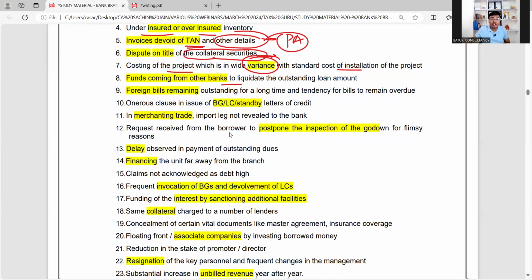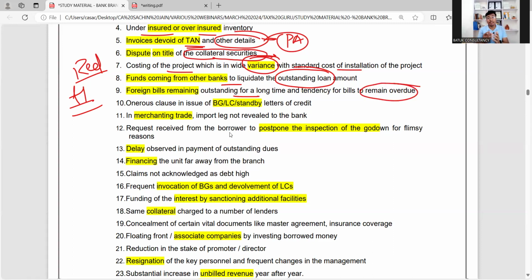Funds coming from other banks to liquidate the outstanding loan amount. There is one loan, and that person is going to pay that loan by taking another loan from another bank. So this is a fraudulent event. There may be chances. So these are red flags. I am not saying that there will definitely be fraud in this. This is a red flag for us. We need to check it very carefully. Foreign bills remaining outstanding for a long time and tendency for remaining overdue.